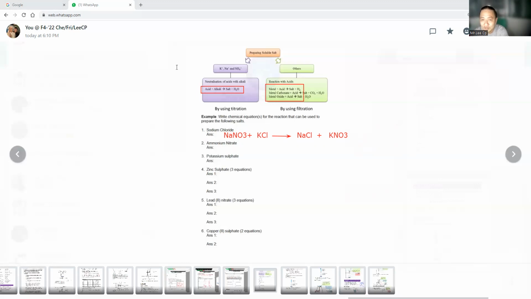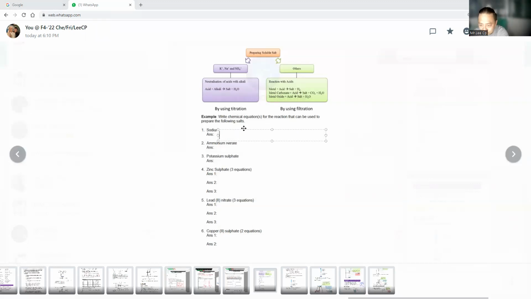Ammonium nitrate. Sorry, before I forget, no, I don't want to have this way. My answer is wrong because I want to follow whether it is acid, alkali, or metal with what. So I don't want to prepare it this way, so I cancel this one. This one is not wrong, but not the way that we want here. I'm sorry. So I want acid and alkali.